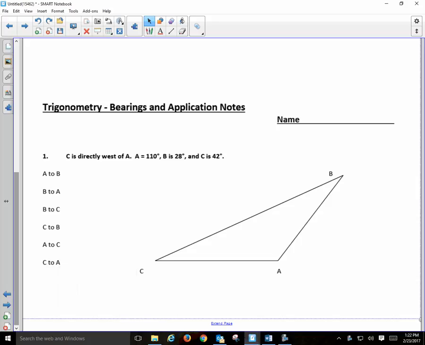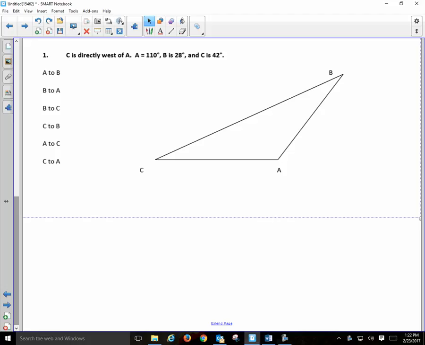The first two problems are easier. The third problem is harder. Okay. C is directly west of A. A is 110 degrees. C is 42 degrees. B is 28 degrees.